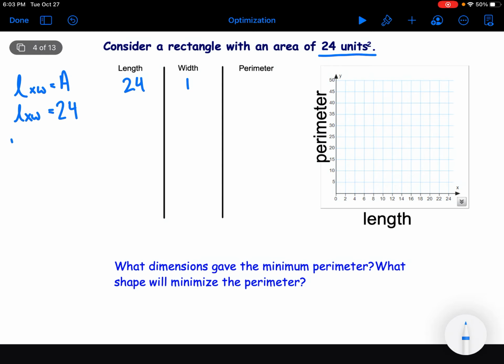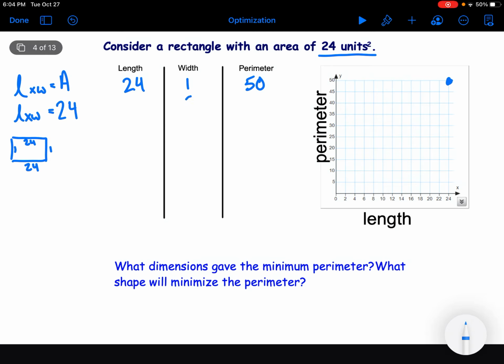Remember, if we have a length of 24 and a width of 1, we have to add them together and double them. So this would be a perimeter of 50. So if I had a length of 24, I'm going to put it on the graph here, I've got a perimeter of 50.